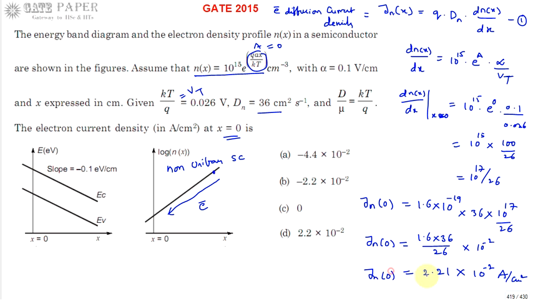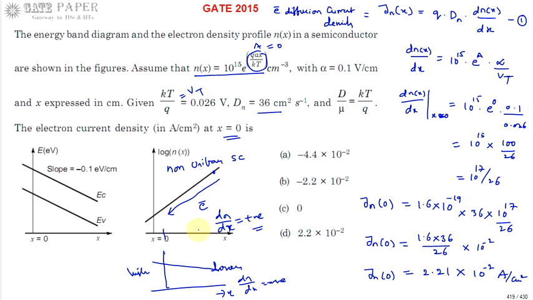So Jn of 0 is 2.21, and you get a plus sign because of the direction in which the charge carriers move, since dn by dx is positive. Generally, as x increases the concentration gets reduced: this side is higher concentration and this side is lower concentration, and in that case dn by dx is negative. But according to our diagram, electrons are moving from higher concentration to lower concentration.